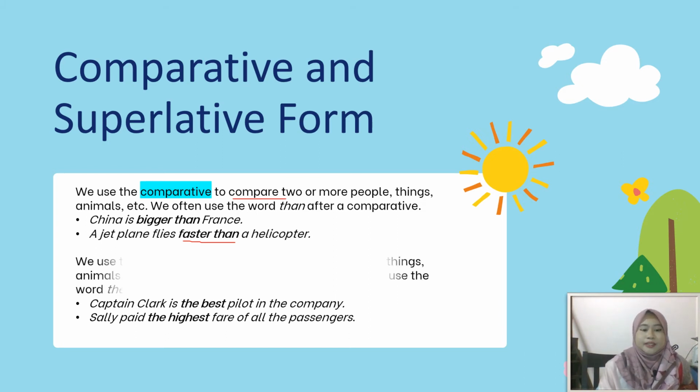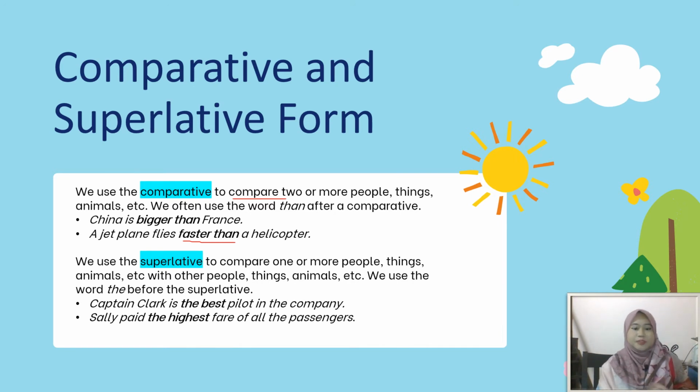Okay, next we have superlative. So superlative is used to compare one or more people. Or in bahasa Melayu, you usually use the word paling or terbaik, paling bagus, paling cantik, and etc. So we use it to compare one or more people, things, animals, and etc. with other people, things, animals, etc. So we use the word the. Okay, we use the word the before the superlative.